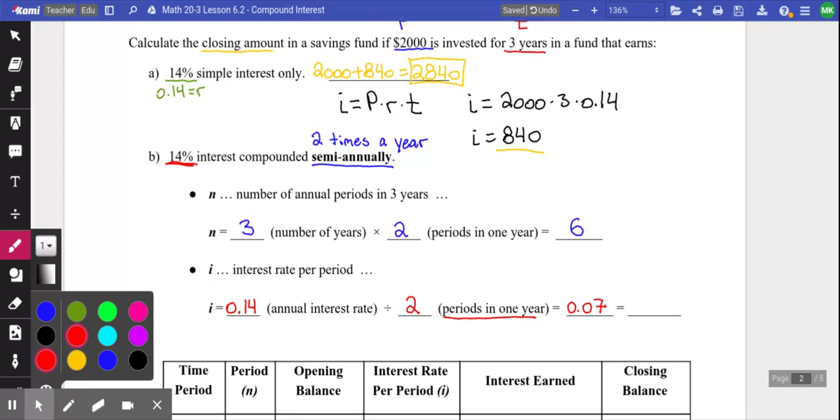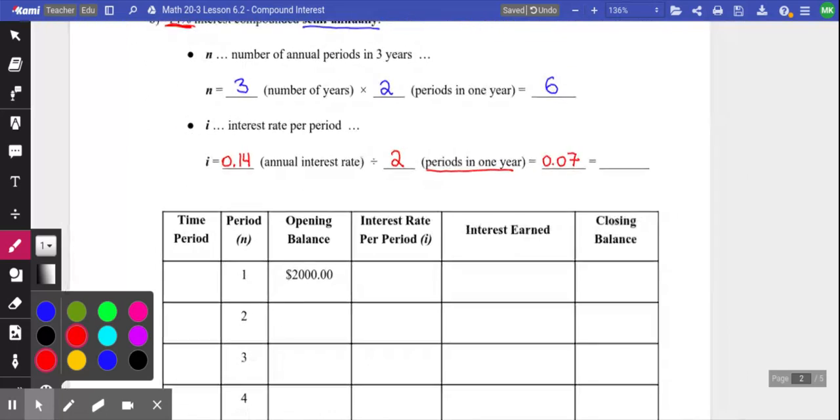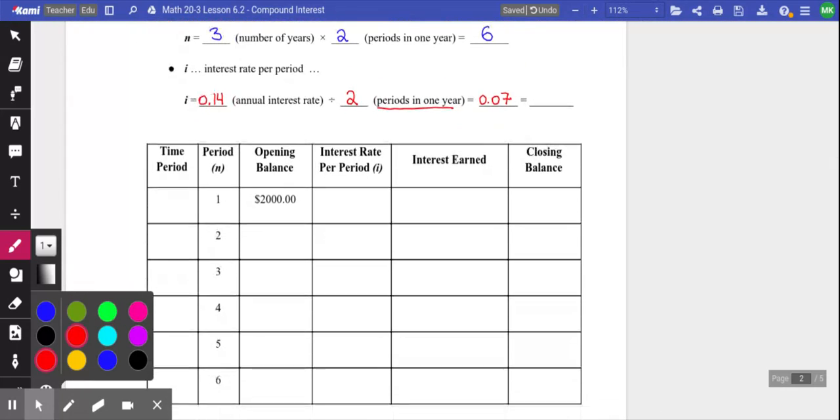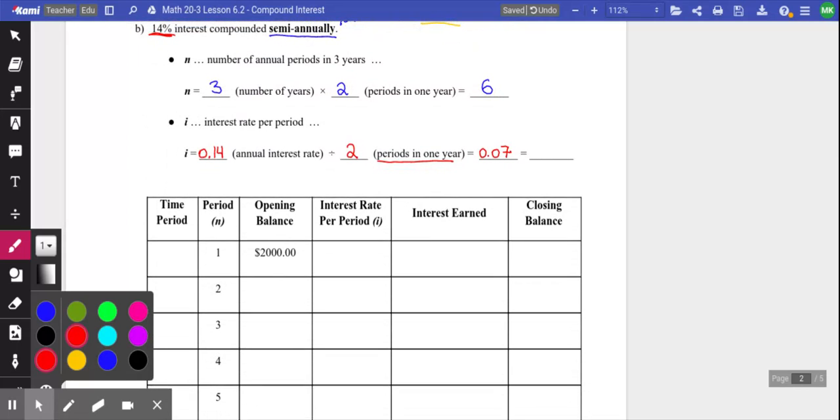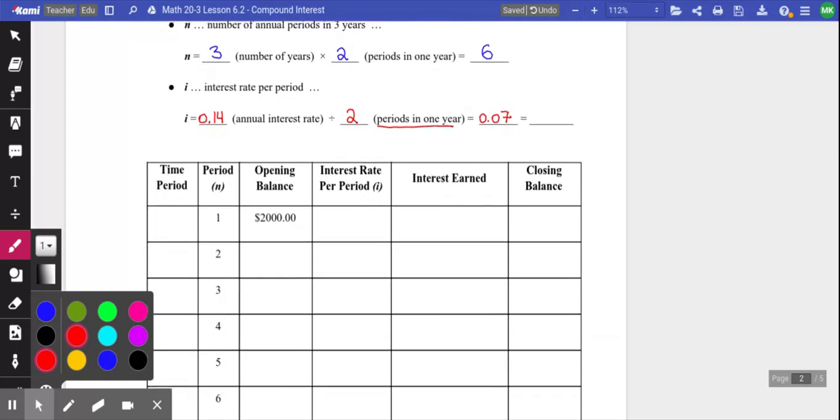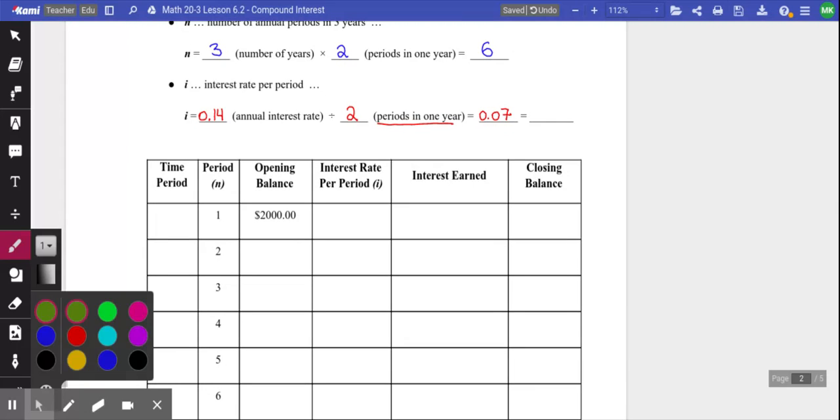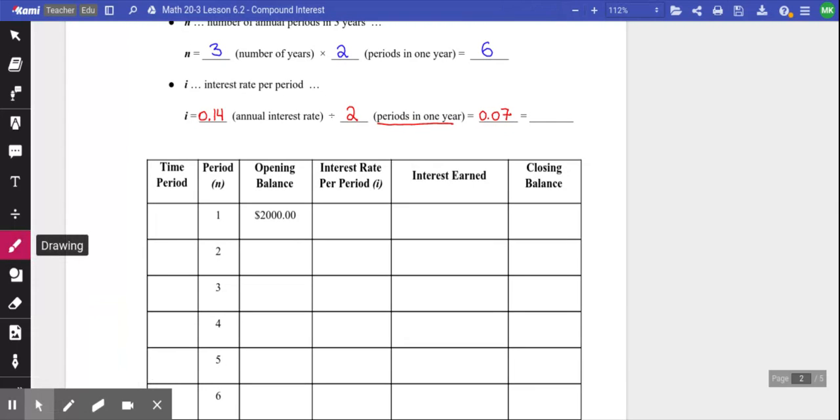Okay. With this new information, we're going to try filling out a chart to see what it would look like at the end of 3 years. We have a new column here. So this is our time period. Just for fun, I'm going to go in years. So the first time period would be half a year or 0.5 years. Then my second one would be 1 full year, right? Because they're charging me every half of a year, every 6 months.